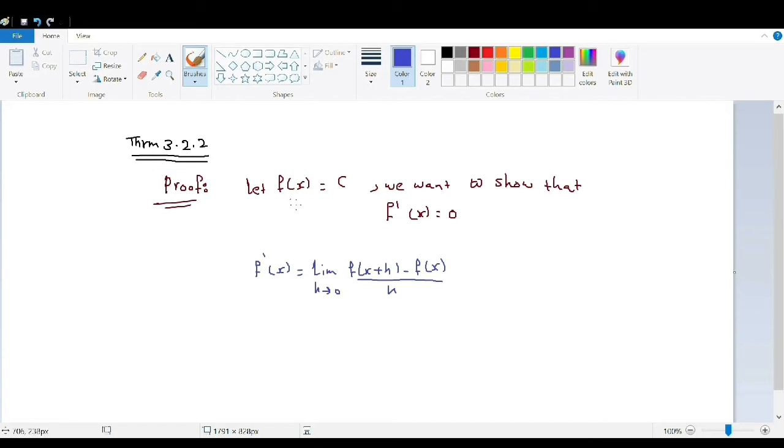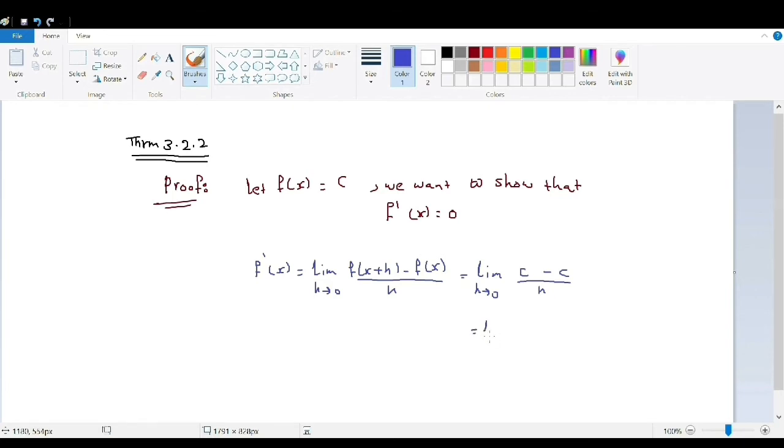So here our function f of x is equal to c, so let us apply it in this definition. For f of x plus h, we go to the function f of x, replacing any x by x plus h. Since here we don't have any x, f of x plus h will be c, minus f of x, which is the original function c, divided by h. We take the limit when h approaches 0.